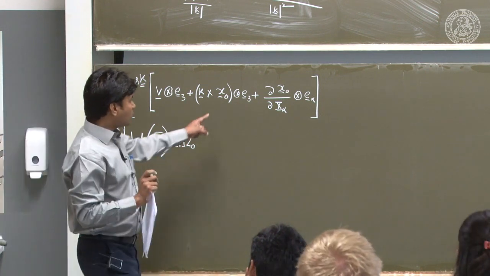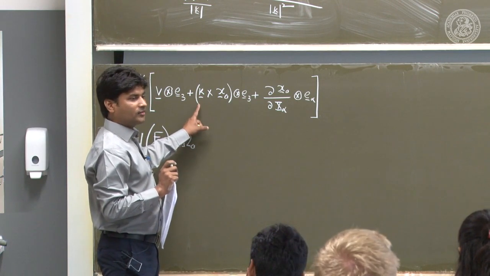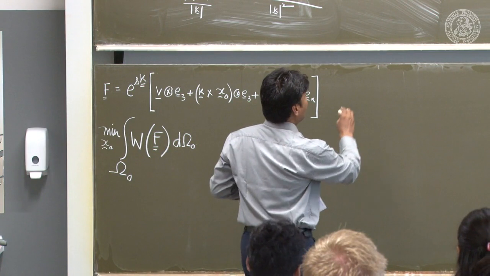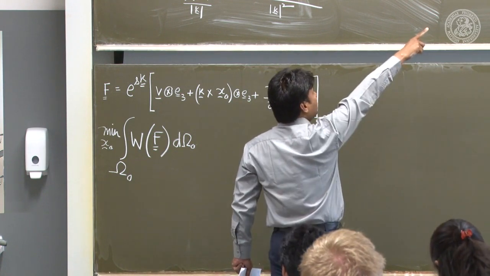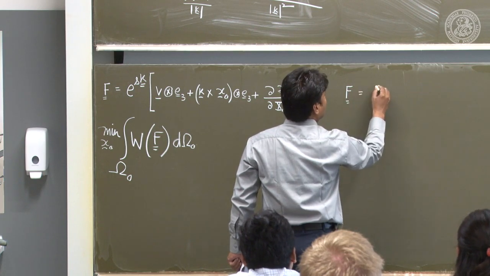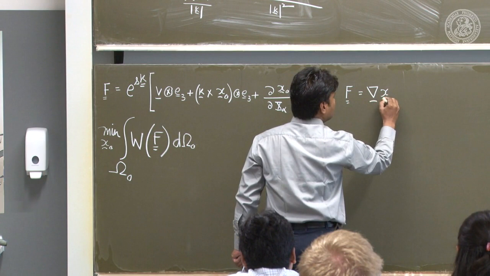Do you want me to work out this formula? Should I work out this formula? Okay. Just look at the second line over there. What will be big F, which is the gradient of little x?